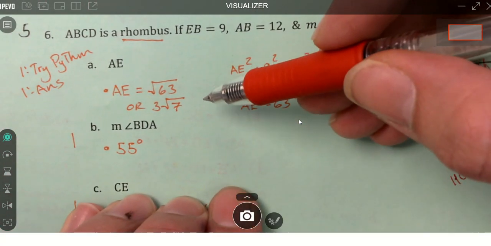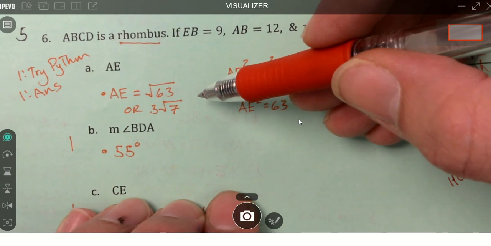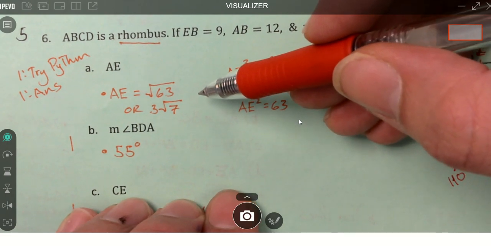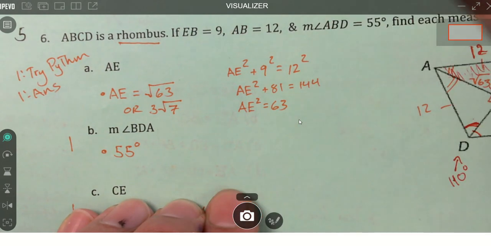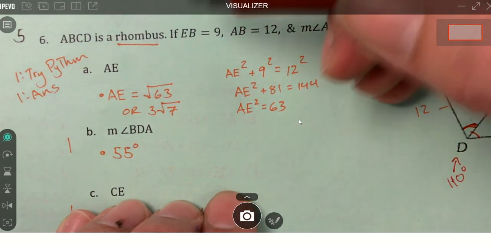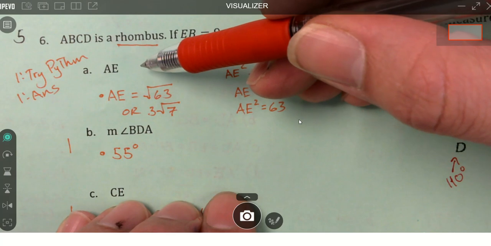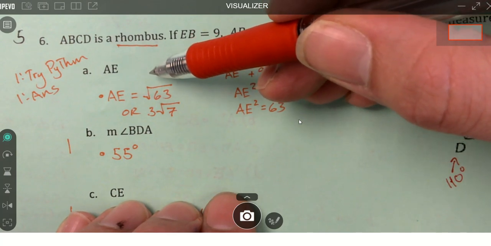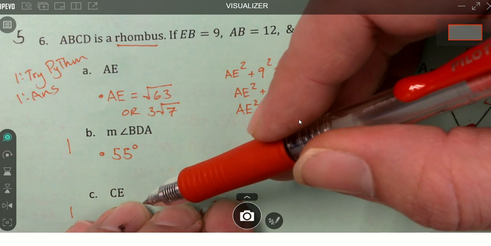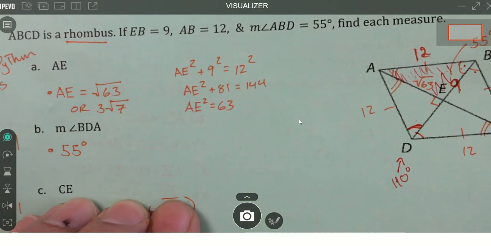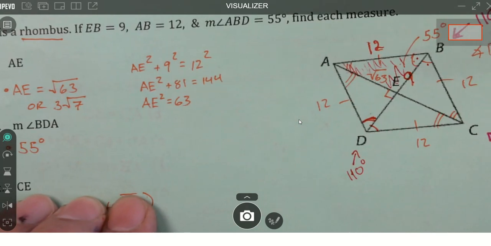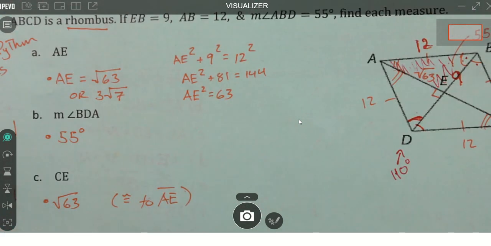Okay. Here's where it gets a little wonky. If somebody got A wrong, there's almost no chance of getting C correct. I try to avoid questions like that. If you got AE wrong, but you put 12 here because they're the same, I'm going to give you the credit. What should it be, knowing that AE and CE are the same? It should be root 63. Whatever you wrote on A, if it matches C, you get your point.